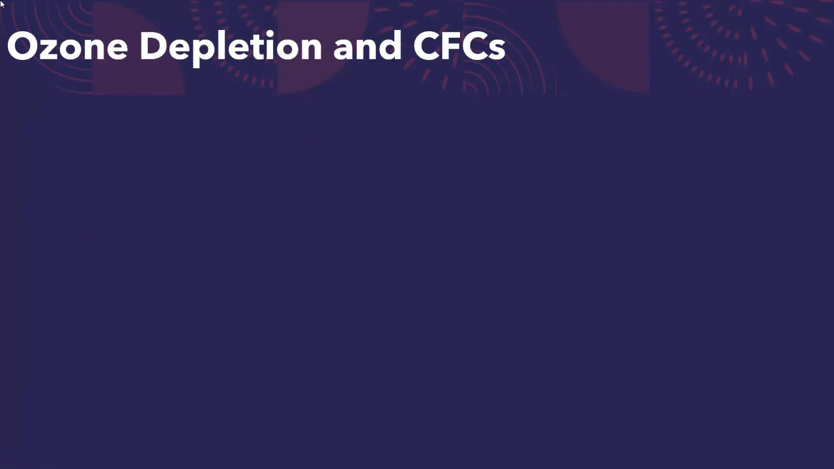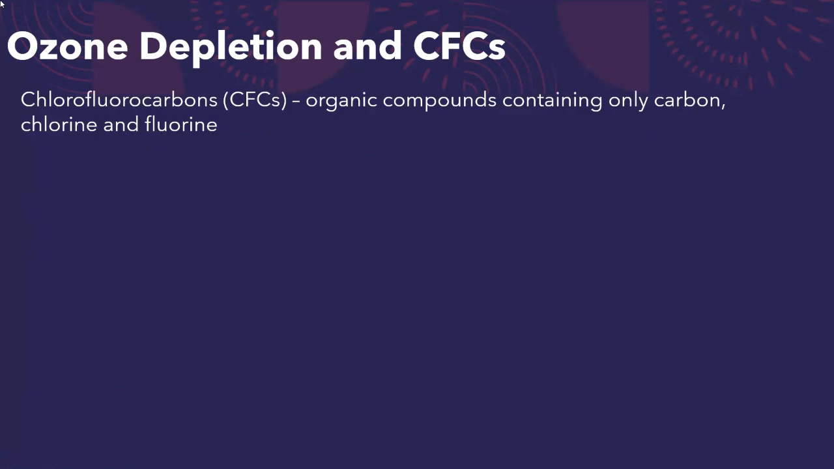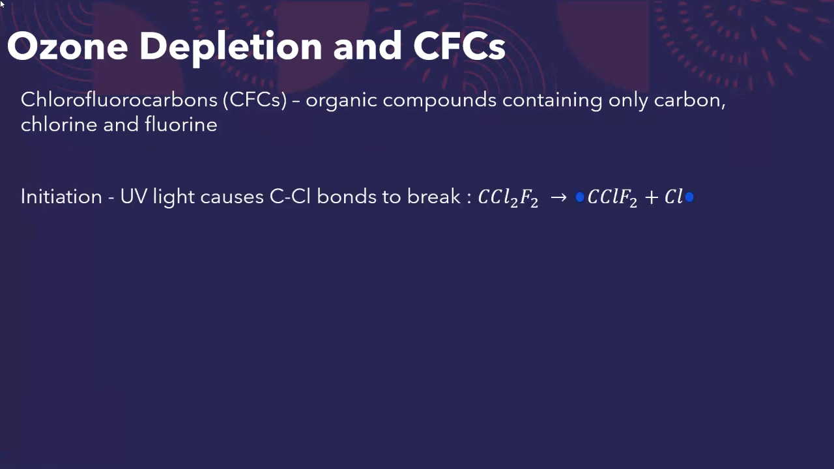So now let's look at ozone depletion and CFCs. CFCs are chlorofluorocarbons, and these are compounds containing carbon, chlorine, and fluorine only. So for the initiation reaction, UV light causes carbon-chlorine bonds to break, which forms a chlorine radical and this organic radical here, with the unpaired electron on the carbon.